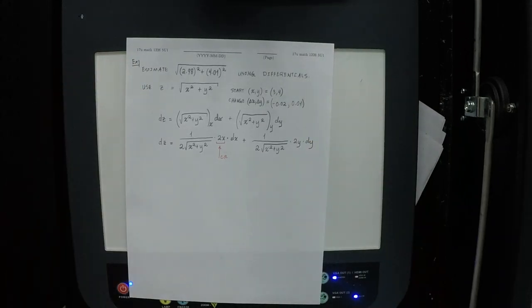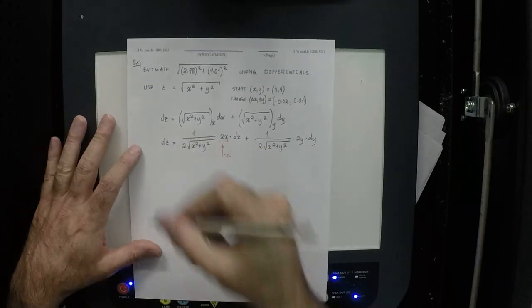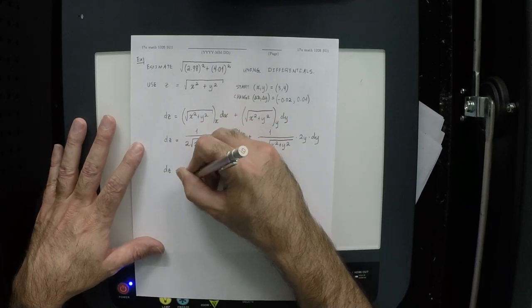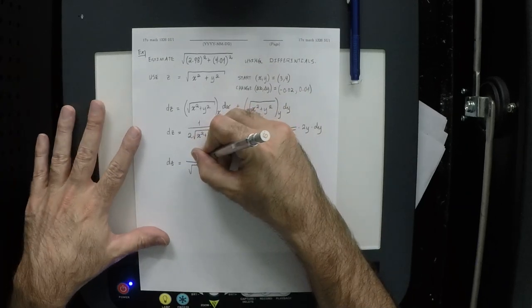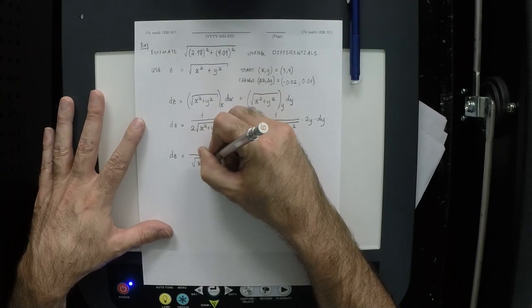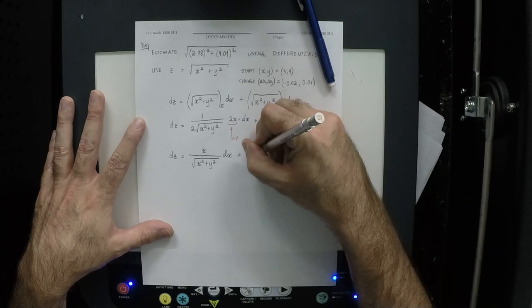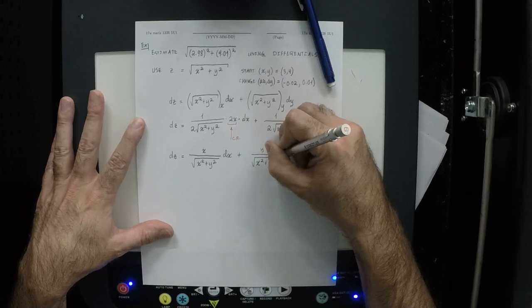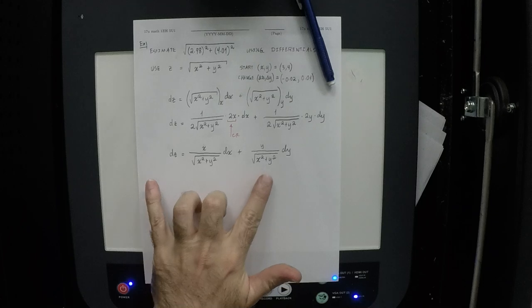So now we can simplify this a little bit. Well, for this part, I'll put the 2x in the numerator, and then the 2's will cancel. So I guess the best thing we can get to for this is something that looks like x over square root x squared plus y squared dx, and then plus y over square root x squared plus y squared dy. So this is the total differential. Any questions about getting to it?